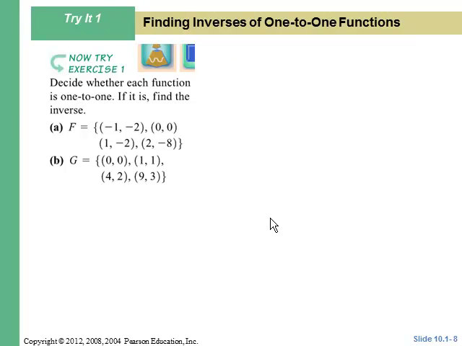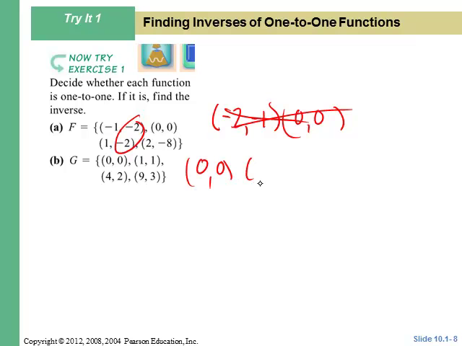You do this one. Okay, the first one is a one-to-one, and its inverse would be negative 2, negative 1, 0, 0. Nope, it's not a function. Sorry about that, because you have two negative 2's. The second one is a one-to-one, 0, 0, 1, 1, 2, 4, and 3, 9.